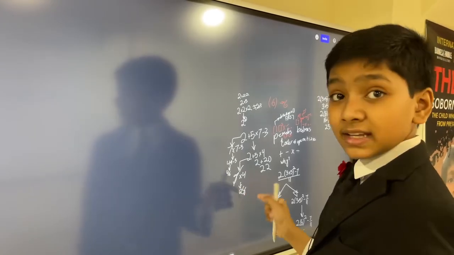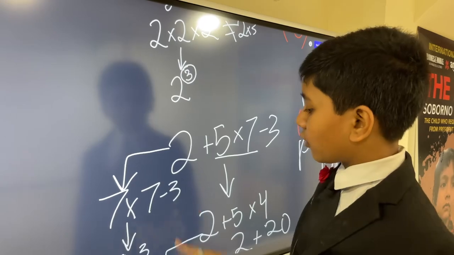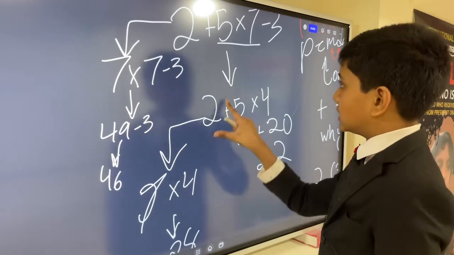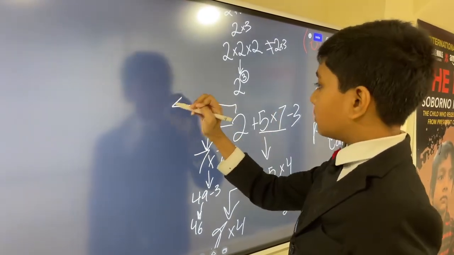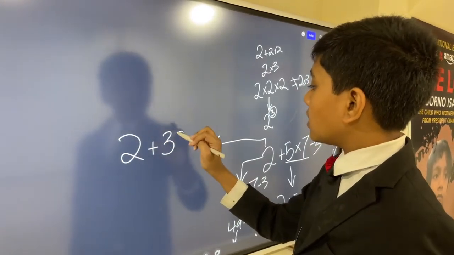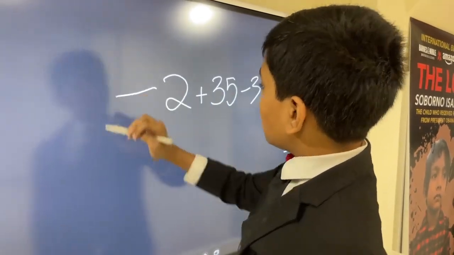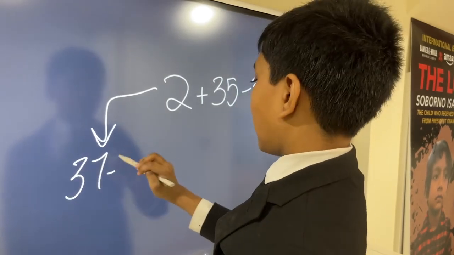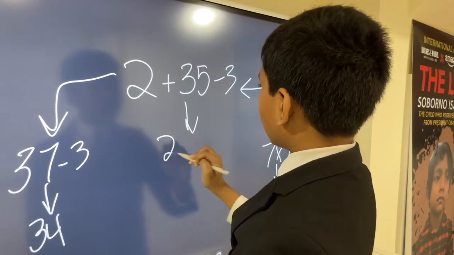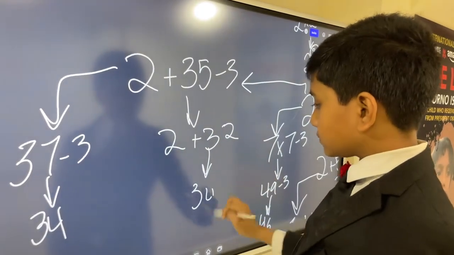But really, all these people are wrong. Because the real correct answer would be to do the multiplication first instead of doing the addition or subtraction like everyone else here said. The real solution would be to do 2 plus 5 times 7 is 35 minus 3. And then you can do addition and subtraction however you please. If you do addition first, you have 37 minus 3 is 34. If you do subtraction first, you get 2 plus 32, which is also 34.